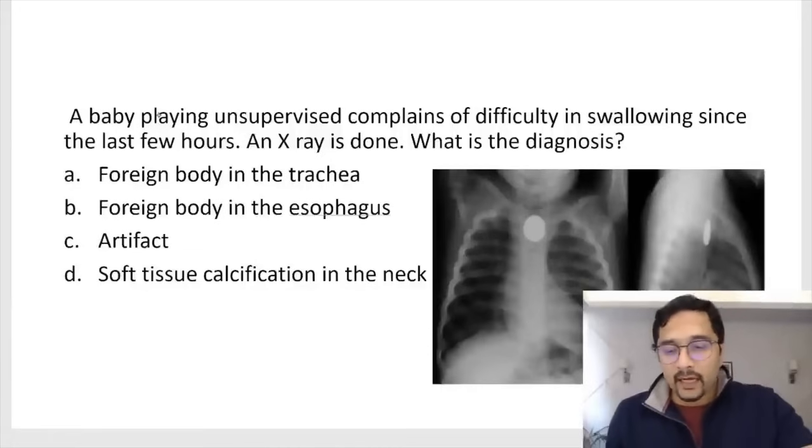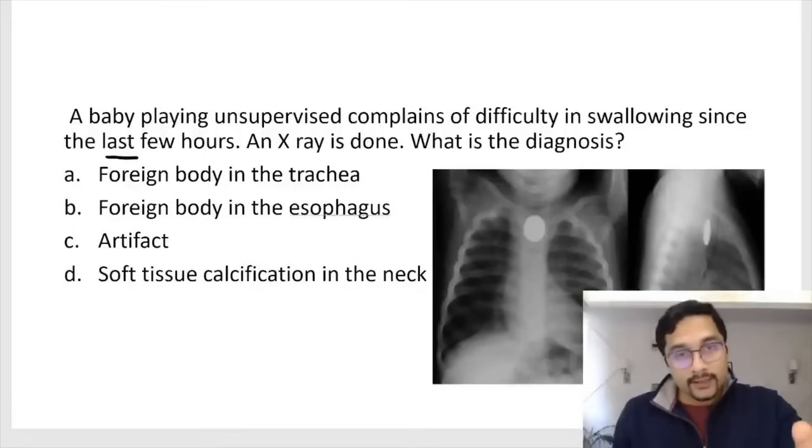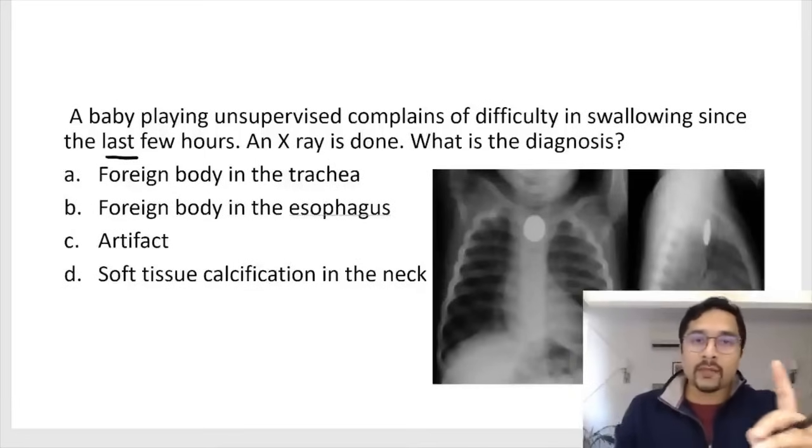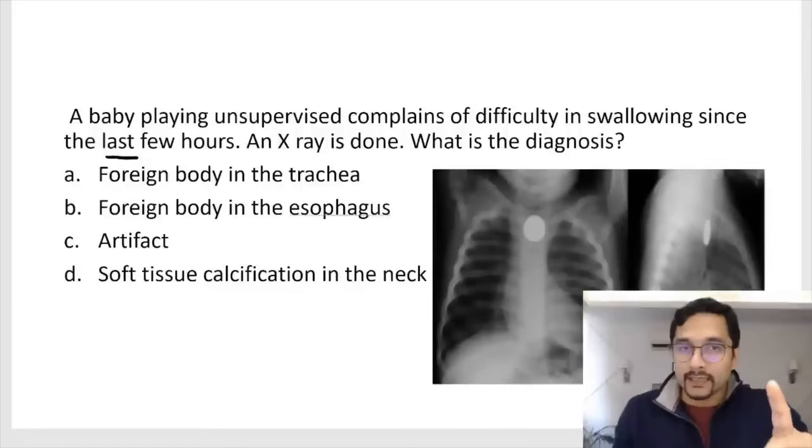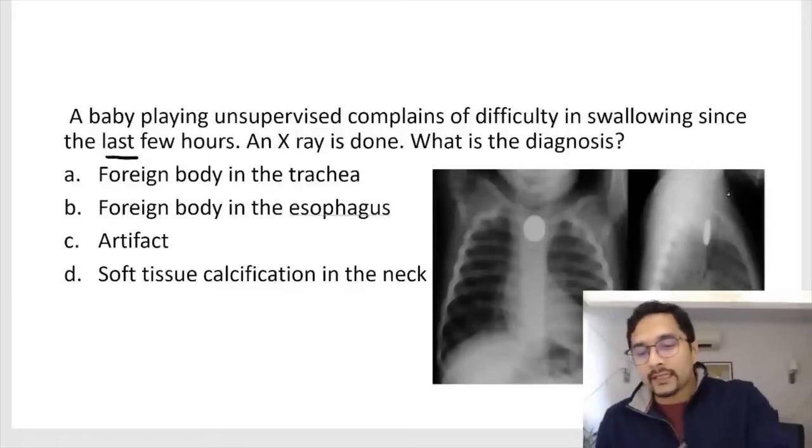A baby is playing unsupervised, complaints of difficulty in swallowing since the last few hours. X-ray is done and a foreign body is seen. So how do we differentiate whether this is in the trachea or it's in the esophagus? You can very clearly see in the lateral film, you can see this gas shadow.